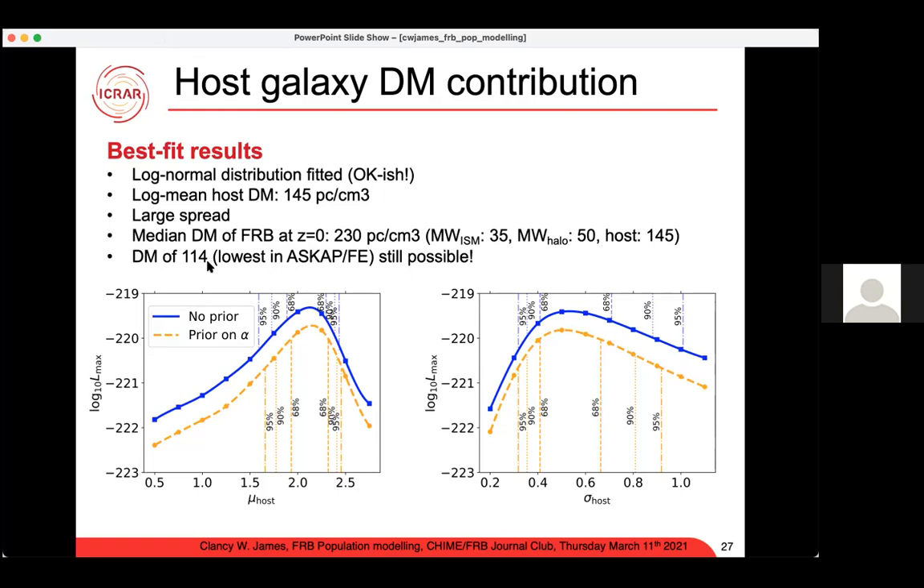Keep in mind it's a log normal distribution. Essentially the variance that we get is about a factor of 0.5 in natural log. So at your 2 sigma level, this 145 goes down to about 14.5.